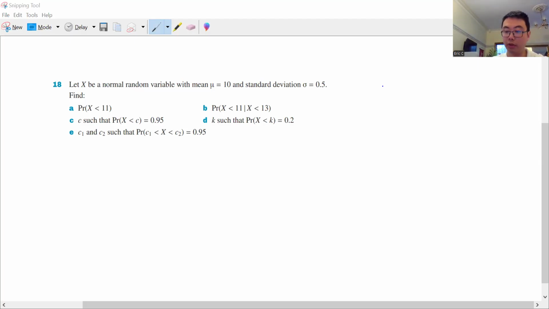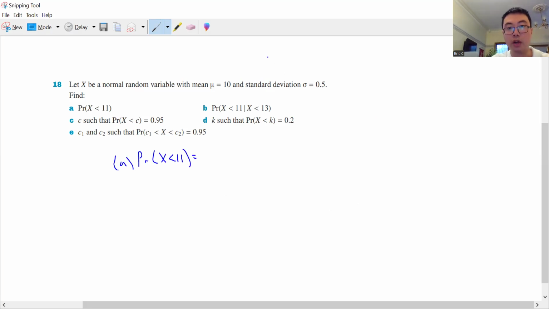So today we'll be going through another tutorial on the Casio ClassPad fx-CP400. Today's topic will be on normal distribution. So let's get started. Here we have X as a normal random variable with mean of 10 and standard deviation of 0.5. Find part A, the probability of X is less than 11.